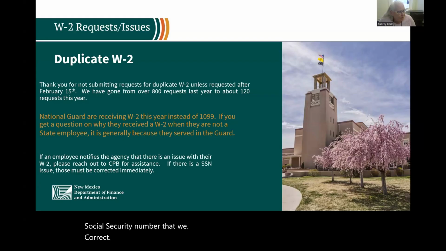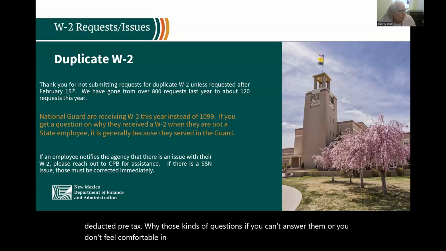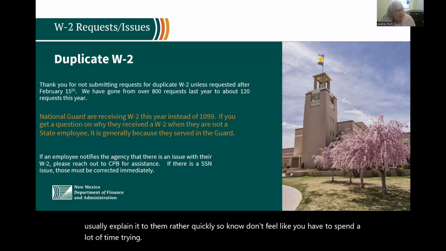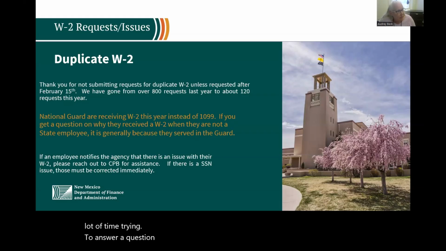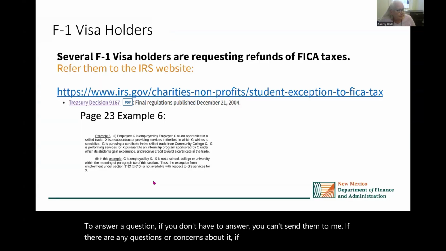We've also had several people reach out and say, my health insurance wasn't deducted pre-tax. Why? Those kinds of questions, if you can't answer them or you don't feel comfortable in answering them, you can always refer them to me. I can usually explain it to them rather quickly. So, don't feel like you have to spend a lot of time trying to answer a question if you don't know the answer. You can send them to me if there are any questions or concerns about a W-2. Next slide, please.